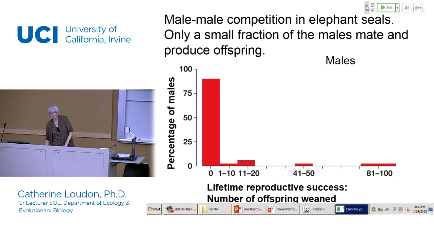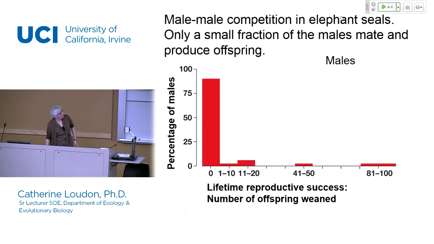You can graph this as your textbook has done, and this is what the graph looks like. The x-axis here is lifetime reproductive success, so this is the number of offspring weaned for different males, and the y-axis here is the percentage of males, with 0 at the bottom and 100% up here. How to read this: for example, this looks like about 85%. 85% of the males have 0 offspring that make it to weaning. So that tells you that most of the males in the elephant seal population are not going to father any offspring. Their genes are not being passed on.